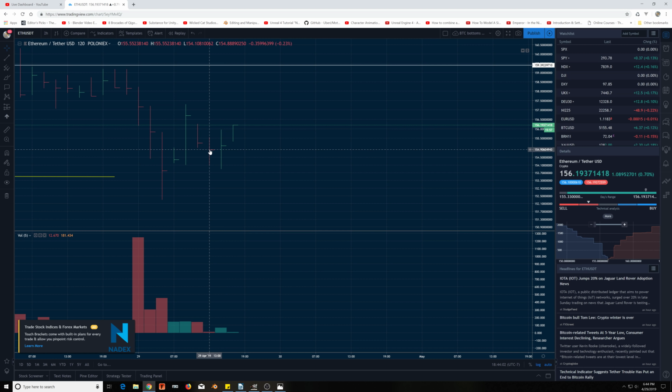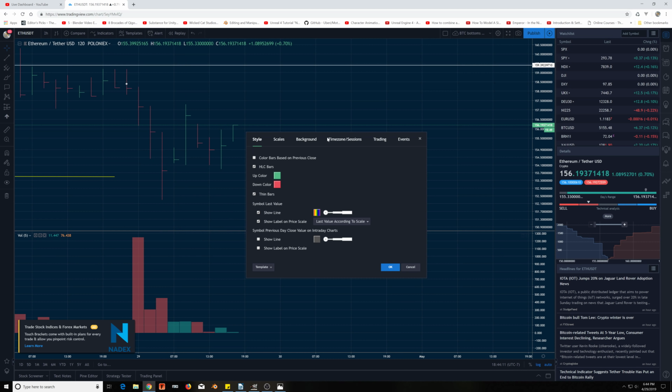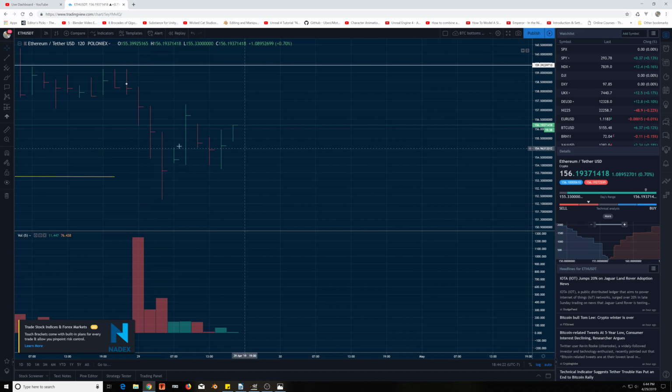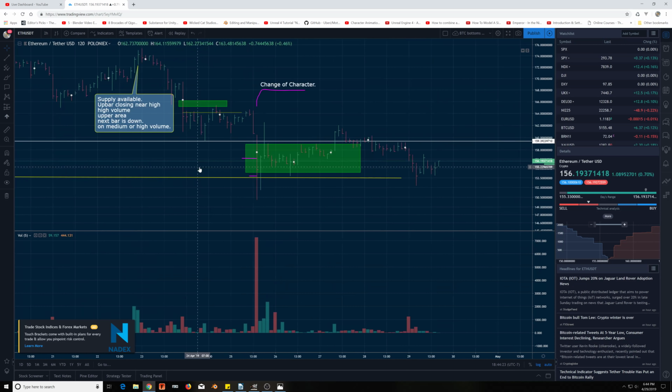So how do we set this up? You click on the chart, you'll put a little dot somewhere, and you'll see it says we have that selected. Do a right click, go down to settings, go over to styles. See this HLC bars? Make sure that's checked. Then hit OK and you're good to go. That will give you something like this.